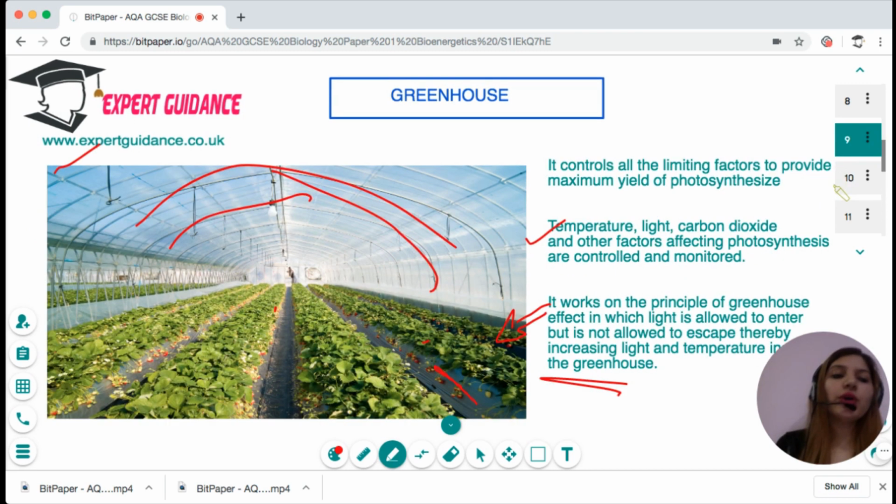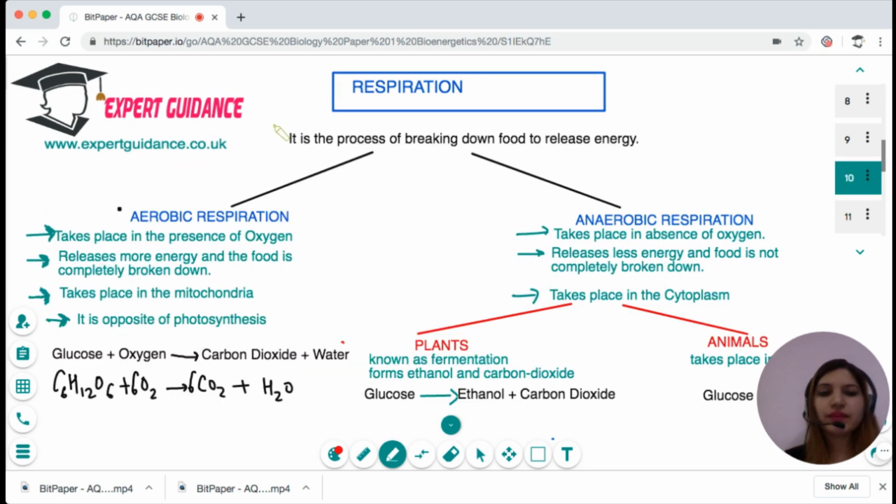Okay, so I hope the concept of photosynthesis, factors affecting photosynthesis, and how we can maximize photosynthesis is clear to you. Now let us do the reverse of photosynthesis, which is respiration. Now, respiration is a process of breakdown of food to release energy. And it happens via two mechanisms. One is aerobic and the second is anaerobic. Aerobic, as the name suggests, air. So it happens in the presence of oxygen. Anaerobic takes place in the absence of oxygen.